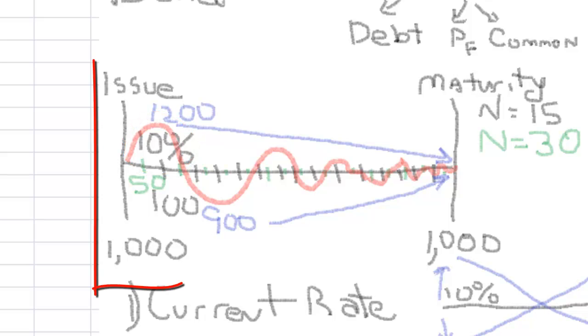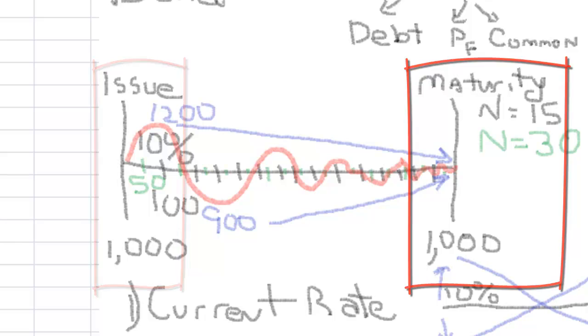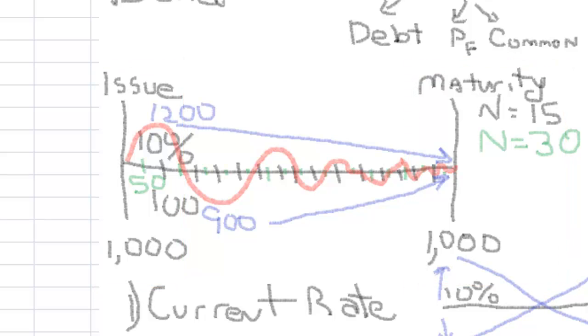Now, bonds have an issue date and a maturity date, in which the face value equals $1,000. Bonds have an interest expense or fixed payment, sometimes called a coupon payment. In this case, it is 10%. Now, 10% of $1,000 is $100. However, most bonds pay semi-annually, therefore the payment would be $50 and be made twice a year.